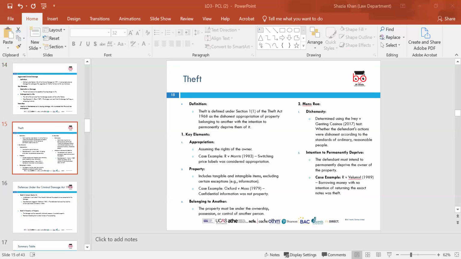So now we're going to look at our elements of theft and the key elements of it: appropriation, property, and belonging to another, and the mens rea, dishonesty and intention to deprive. So the first one, theft is defined, as we said, in section 1 of the Theft Act, as dishonest appropriation of property belonging to another with the intention to permanently deprive them of it. The first key element is appropriation, and that is defined by section 3 of the Theft Act 1968 as assuming the rights of a legal owner of the property without consent.